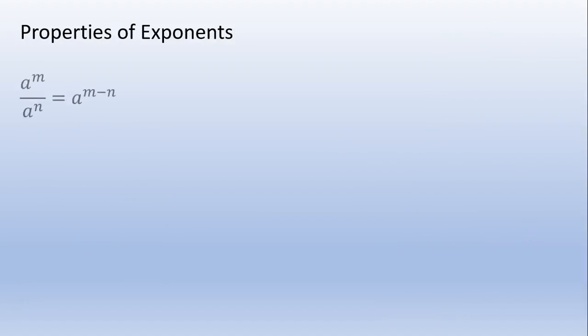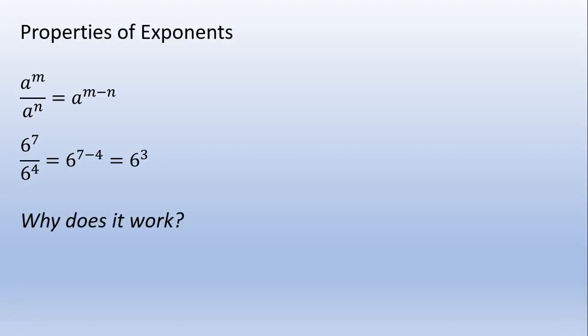The next property says a to the m divided by a to the n equals a to the m minus n. In other words, if we're dividing and the bases are the same, we can rewrite that by subtracting the exponents. So for example, 6 to the 7th power divided by 6 to the 4th power is going to be 6 to the 3rd power.